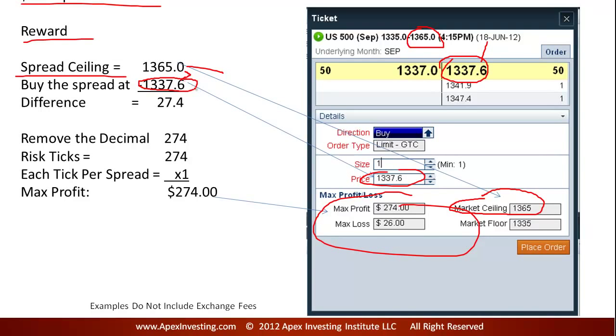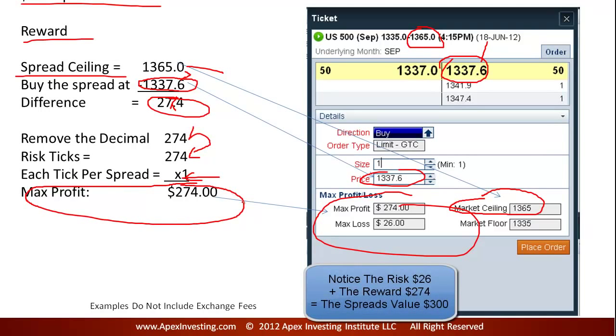That's the profit potential of the trade, and so therefore the difference is 27.4. Well, again, remove the decimal, and that gives you the ticks, 274 ticks. Each tick per spread is worth $1. Therefore, we have a $274 profit potential. And like I said, you can see that right there on the ticket.